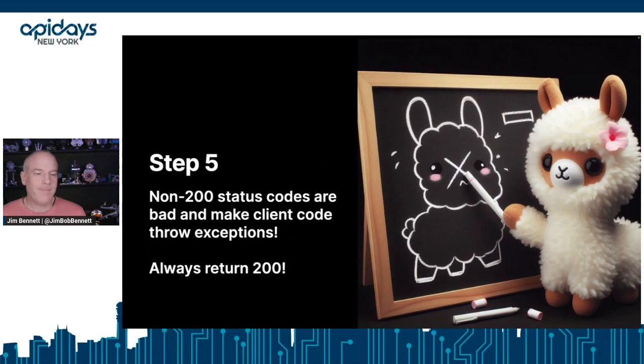Step 5, non-200 status codes. These are bad. These make your client code throw exceptions. We should never return anything that's not 200. Always, always, always return 200. Yes. You may have seen this. You make a call to an API, it returns 404, your code throws an exception. We don't want that.